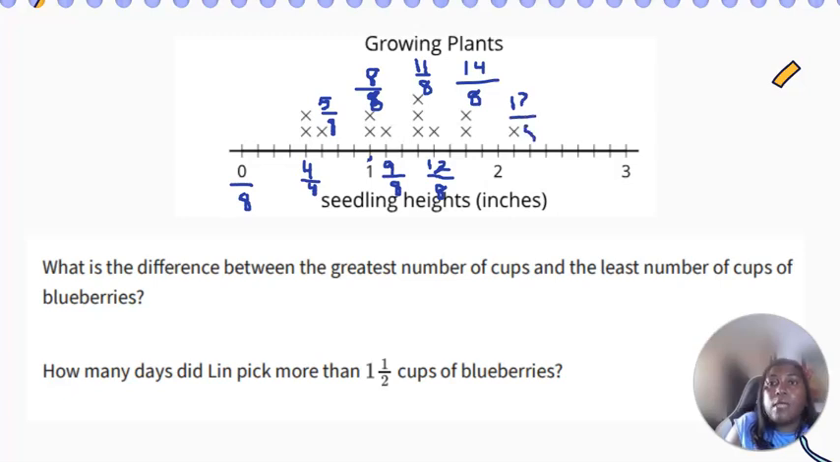All right, so now that we've identified our ticks, let's go ahead and take a look at our questions that we have to answer. What is the difference between the greatest number of cups and the least number of cups of blueberries? Well, let's find out. First of all, if we look at right here, that's a 0. And then we move towards the right, that's where we will have our greatest number.